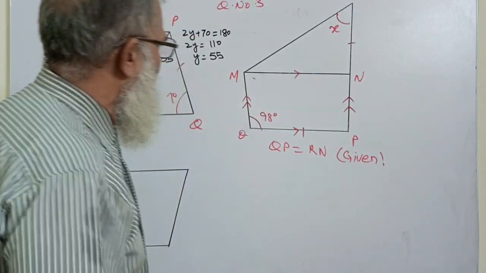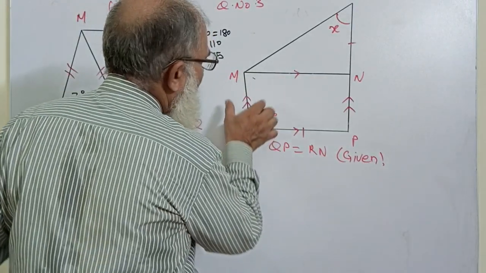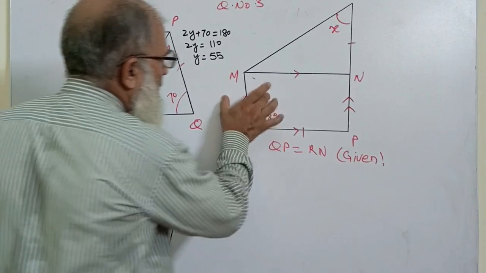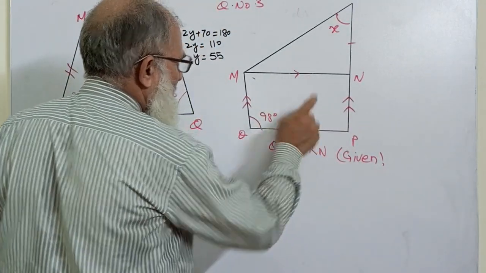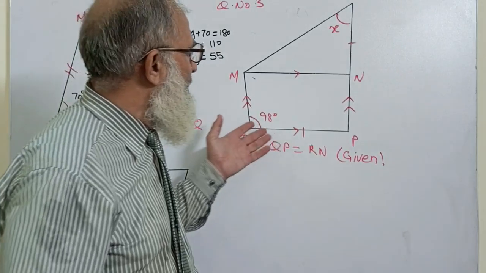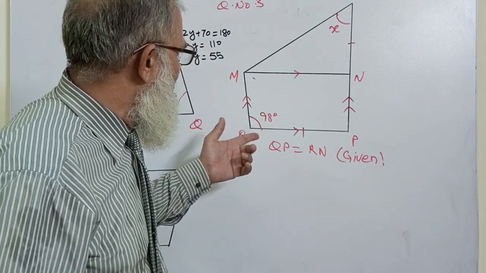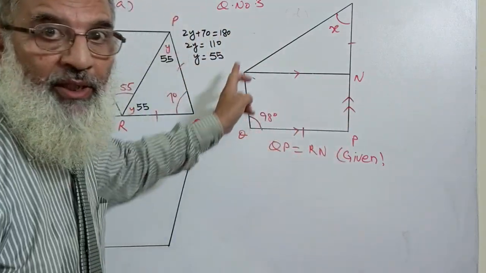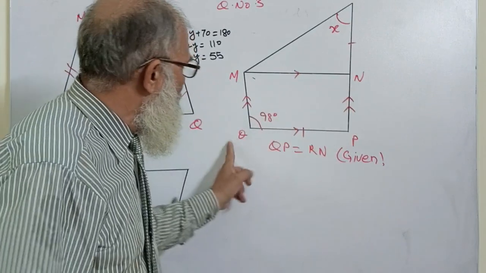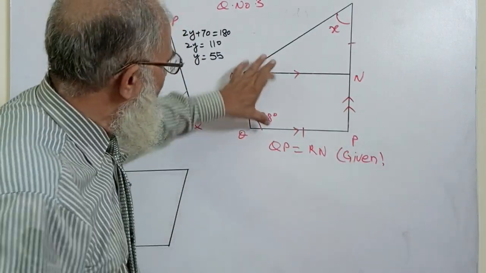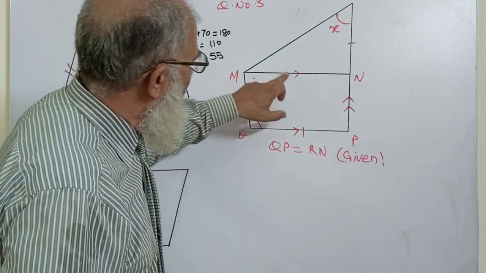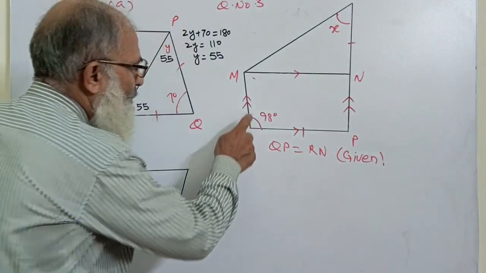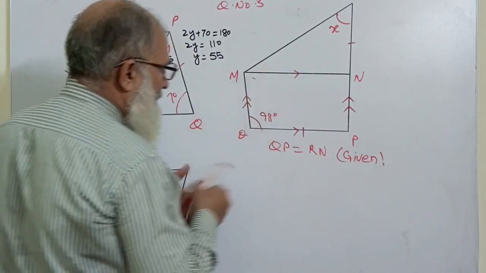which is x degrees. So when this is parallel to this, and this is parallel to this, that means that this is a parallelogram. MNQP is a parallelogram. When you see that this side is parallel to this side, and this side is parallel to this side, and when the two sides are parallel, the opposite angles are equal over here.